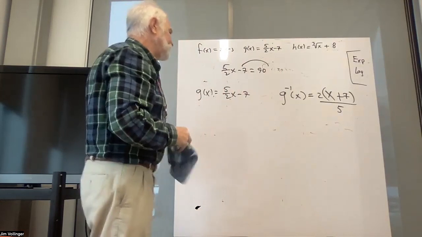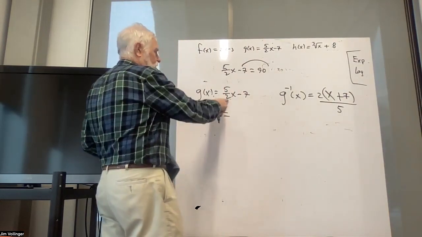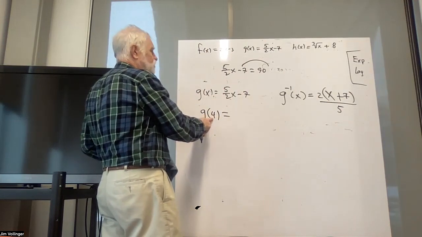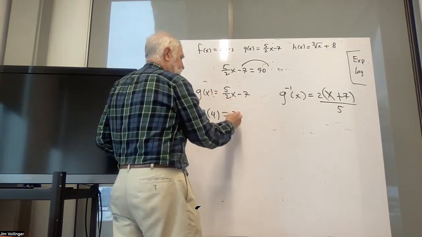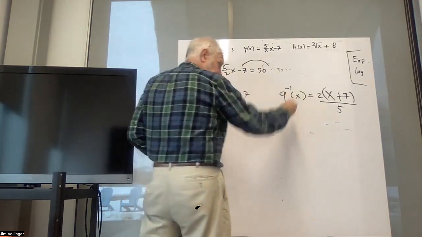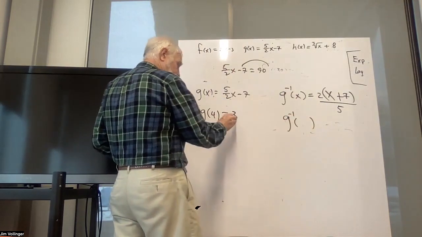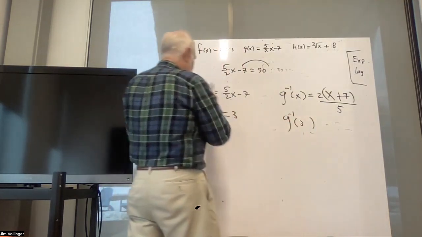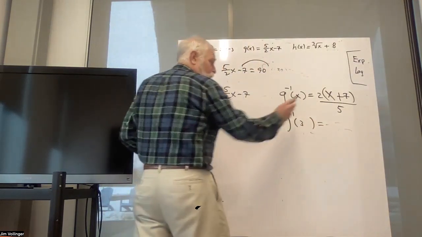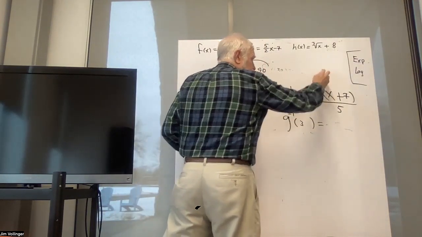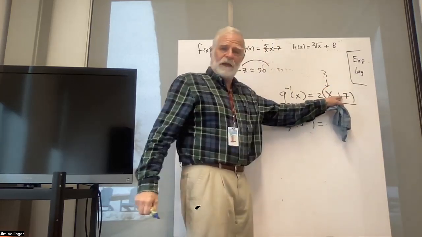Well, let's put a number in that's easy to plug in. g of 4. How many times does 2 go into 4? Twice. 2 times 5 is 10. 10 minus 7 is 3. If this is the correct calculation, then a 3, the output of g, has to be the input. So we'd better get a 4 out of this when I put a 3 in. We can do this mentally, right? 3 plus 7 is 10.